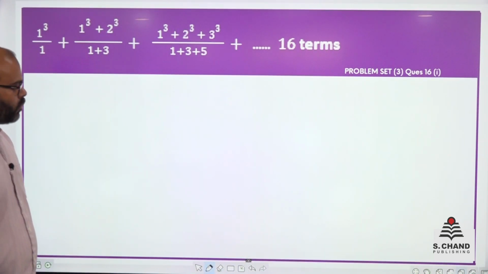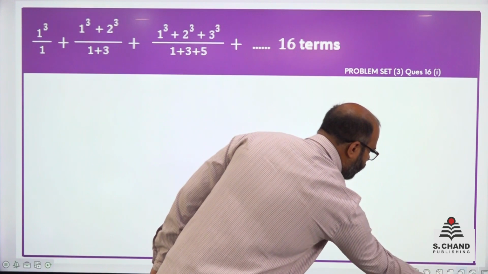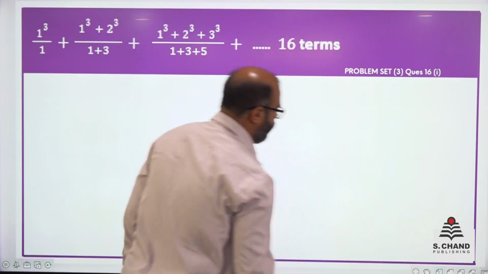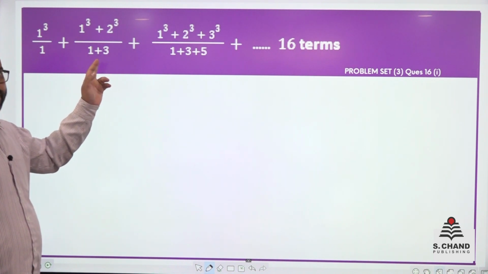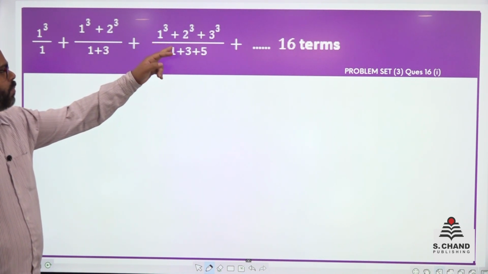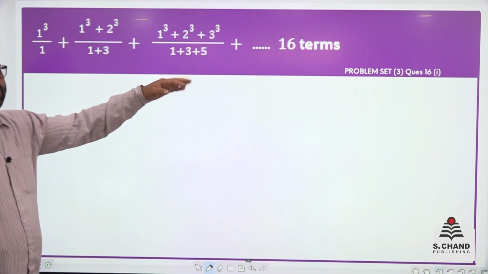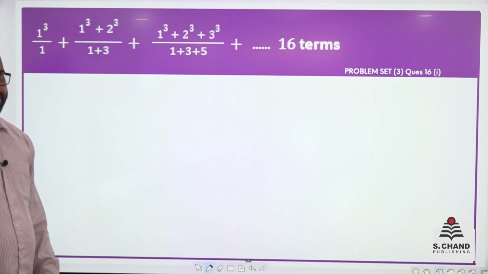Okay, let us come to this question now. This question says: 1 cube by 1, plus (1 cube plus 2 cube) by (1 plus 3), plus (1 cube plus 2 cube plus 3 cube) by (1 plus 3 plus 5), up to 16 terms. You have to find the summation.